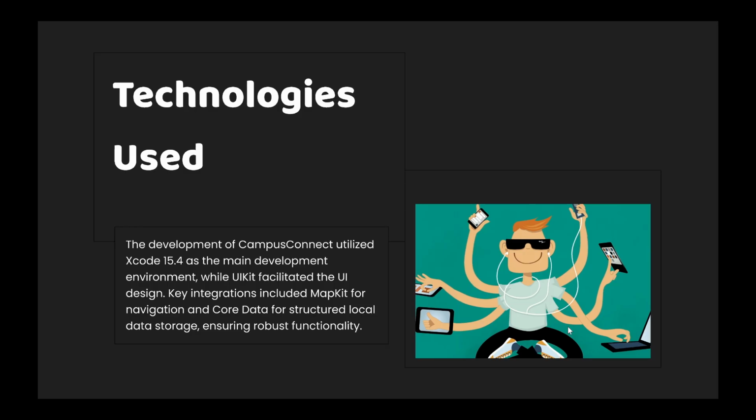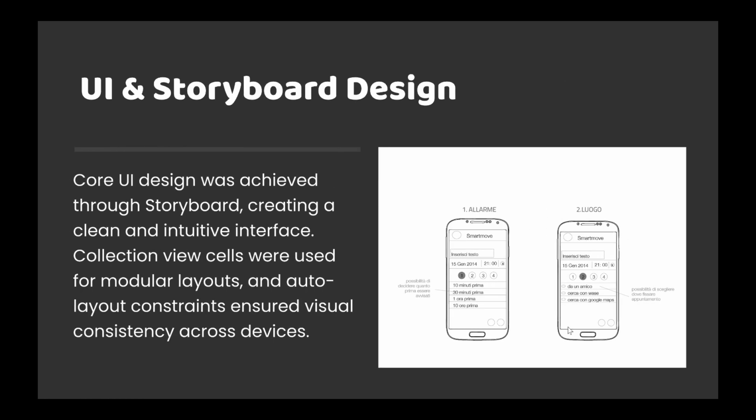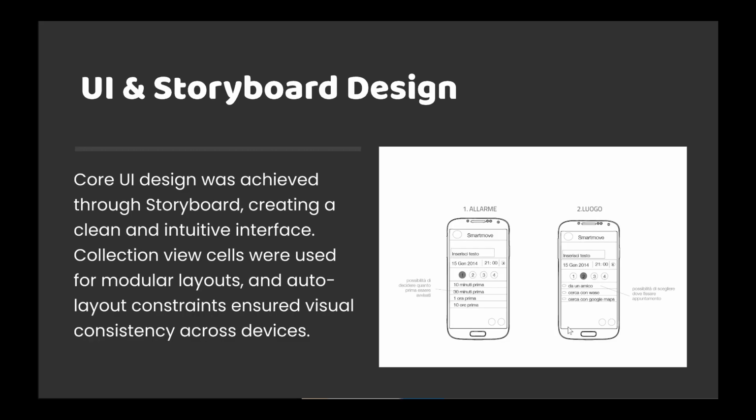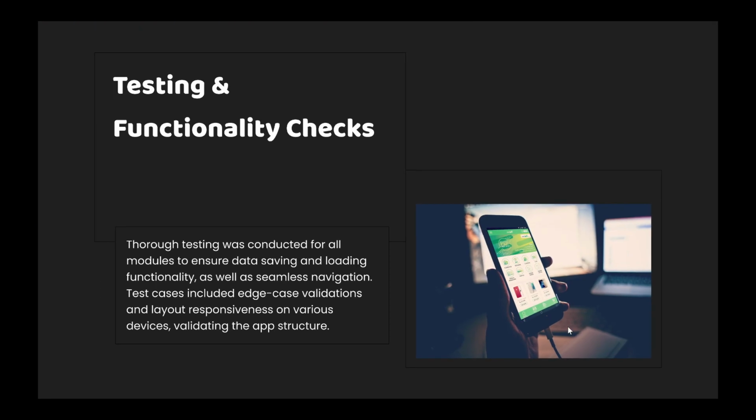Now let's move on to the UI and the storyboard design. Core UI design was achieved through storyboards, creating a clean and intuitive interface. Collection view cells were used for modular layout, and Auto Layout constraints ensured visual consistency across all the devices. We have also done testing and functionality checks in our application.